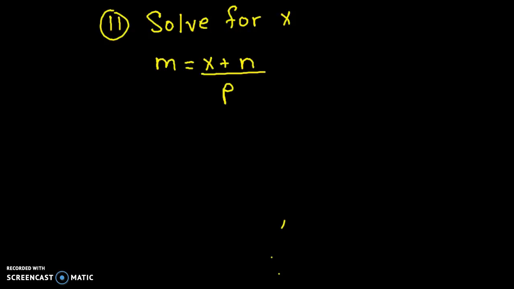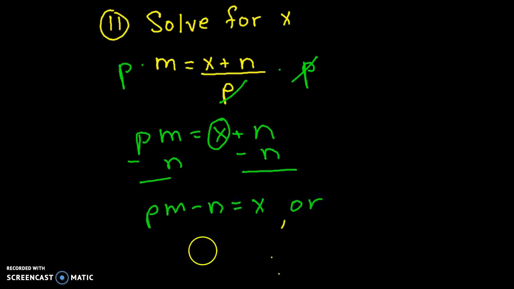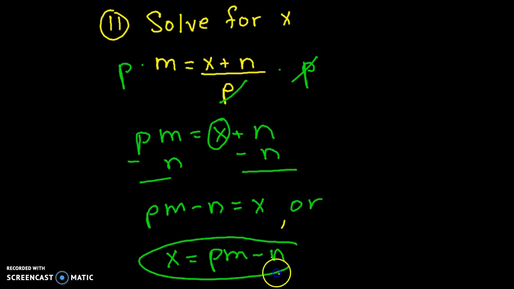So 11, we're going to solve for x. I'm going to start by multiplying both sides by p. When I do that, I cancel out the p's on the right. I'm left with p times m is equal to x plus n. I'm solving for x, so I want x by itself. So now I'm going to subtract n from both sides. And I write this as pm minus n is equal to x. Or I can write this as x is equal to pm minus n.